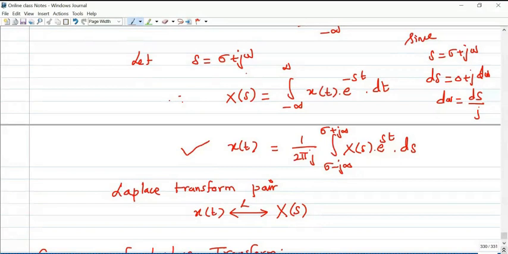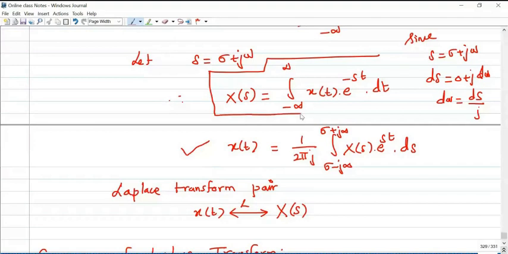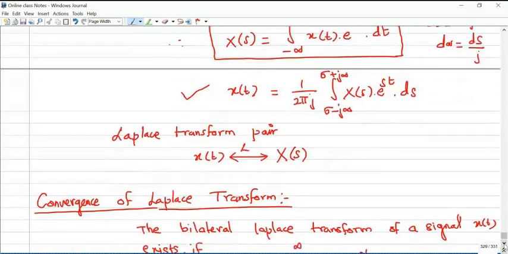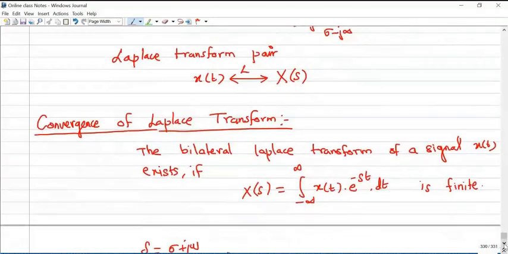So remember this formula. The Laplace transform of a continuous time signal x of t is X of s equals integration from minus infinity to infinity of x of t e power minus s t dt. S is the variable here, s equals sigma plus j omega. This formula is derived from the Fourier transform only, by replacing j omega by sigma plus j omega. Right. Laplace transform pair: x of t Laplace transform X of s, and X of s inverse Laplace transform you will get x of t.